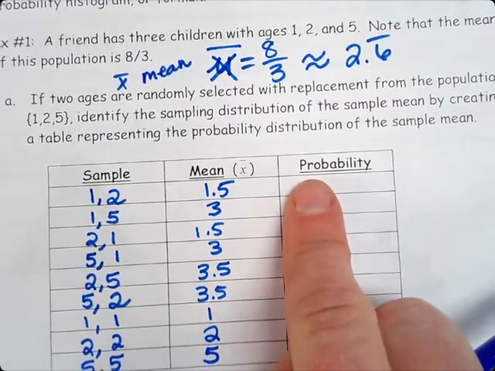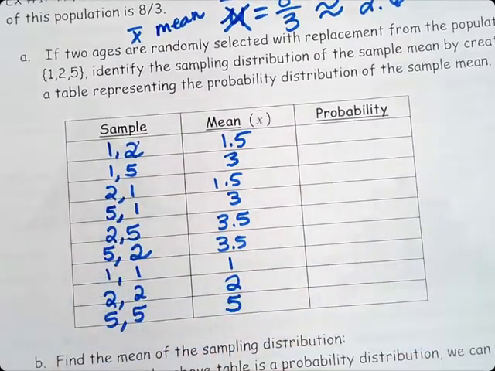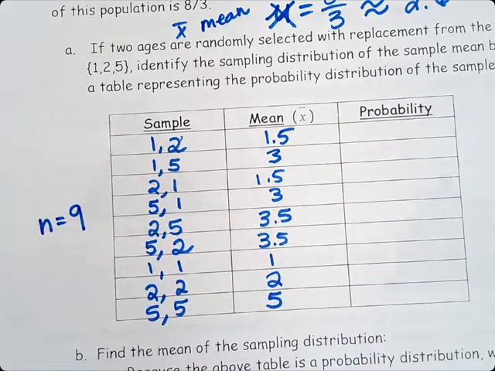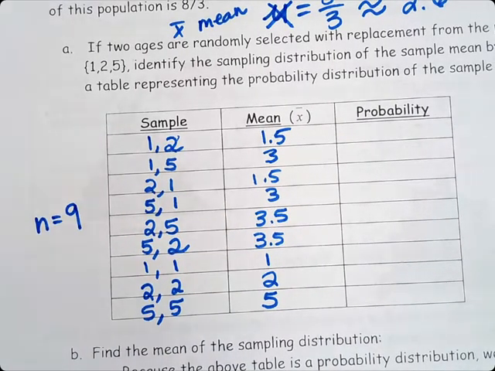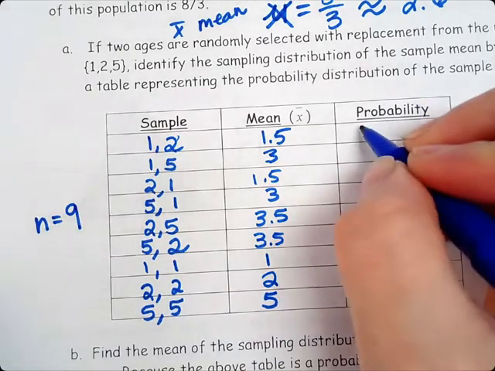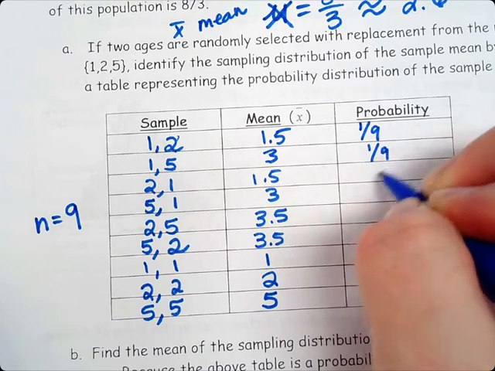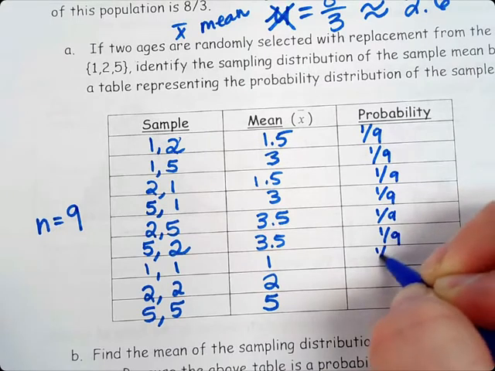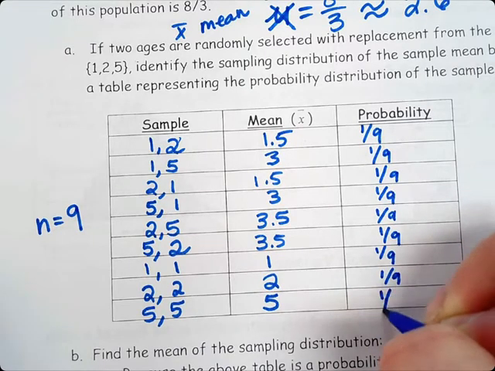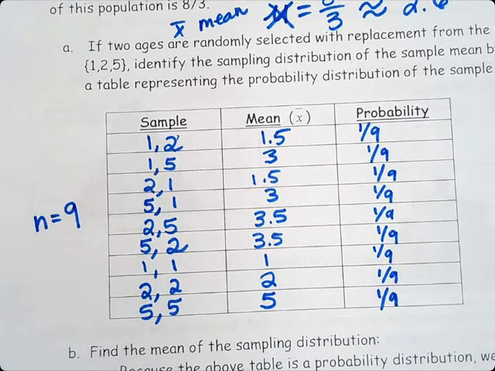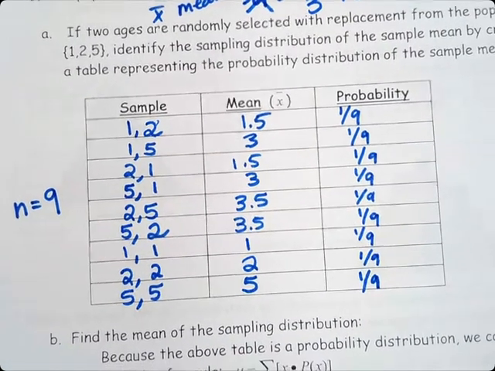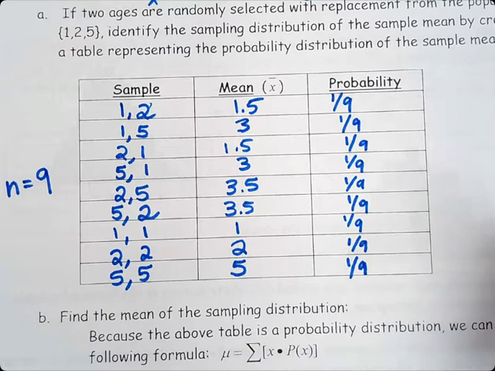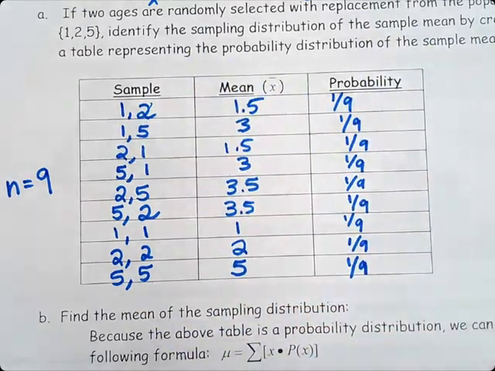All right, let's look at the probability. So how many possible samples? There are 9. So each one of these would be 1/9. So we have identified the sample, the mean, and the probability.